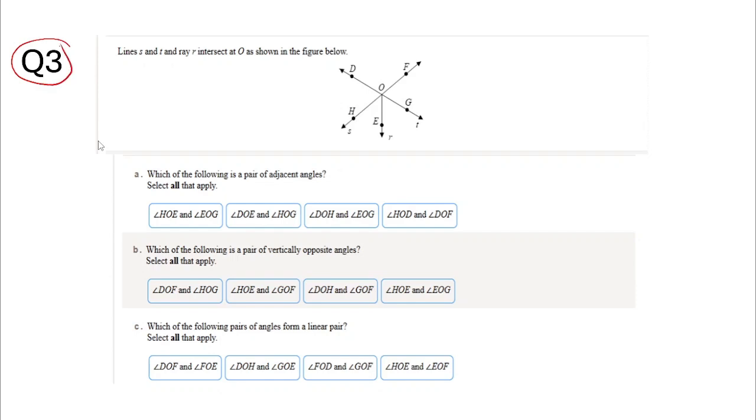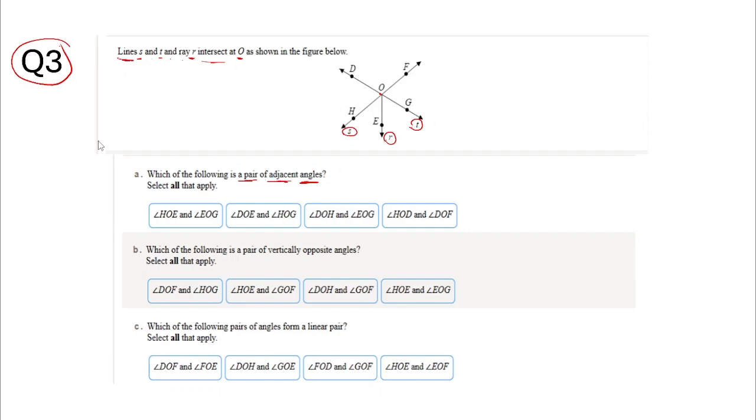Question number 3. Lines S and T and ray R. This is the line S and this is the line T and ray R. They intersect at point O. There's an intersection here at point O, as shown in the figure below. Okay, let's start answering the question. Which of the following is a pair of adjacent angles?